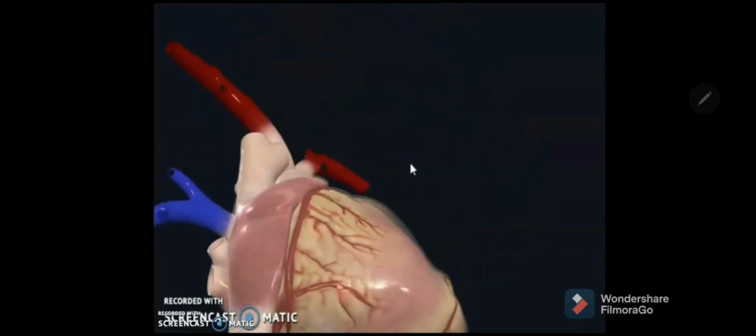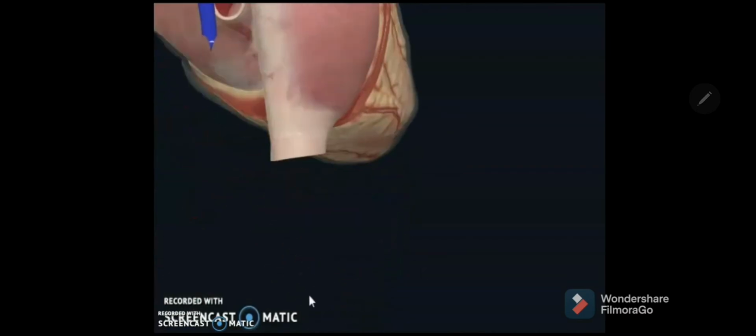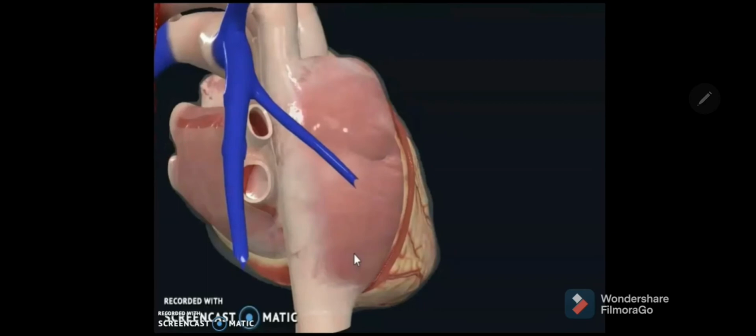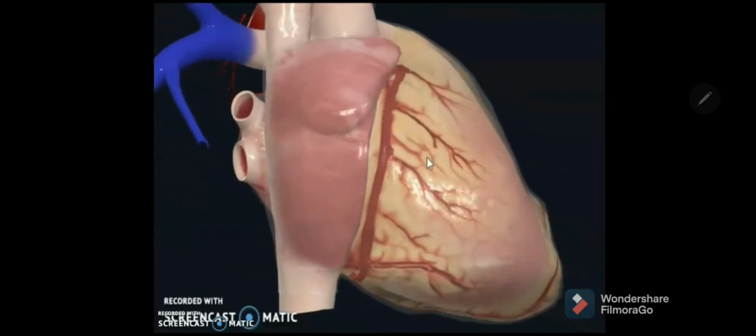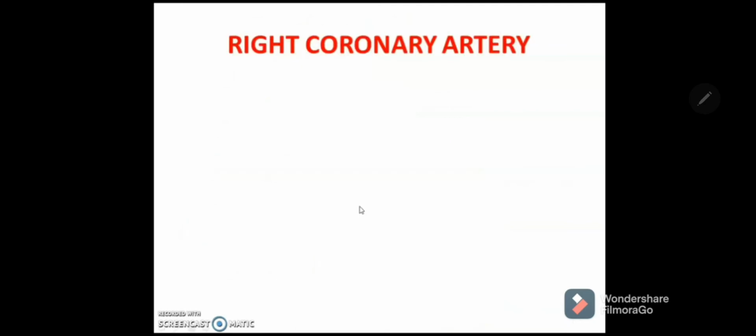So these features you should know in detail. This is the diaphragmatic surface, left and right ventricles. So to understand the course of the arteries, you should know all these features of the heart. And here also you can see the location of the SA node near the opening of the superior and inferior vena cava, and here you can see the AV node near the tricuspid valve.